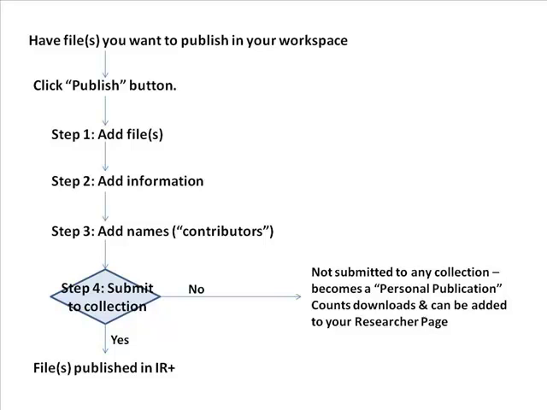You need to have the files you want to publish in your workspace. You click a Publish button. You add files, add information, add the names of contributors and what they did, and then step 4, you can either submit to a collection, or if you simply click Finish Later, you will still have a personal publication. We'll go over that in Part 2.